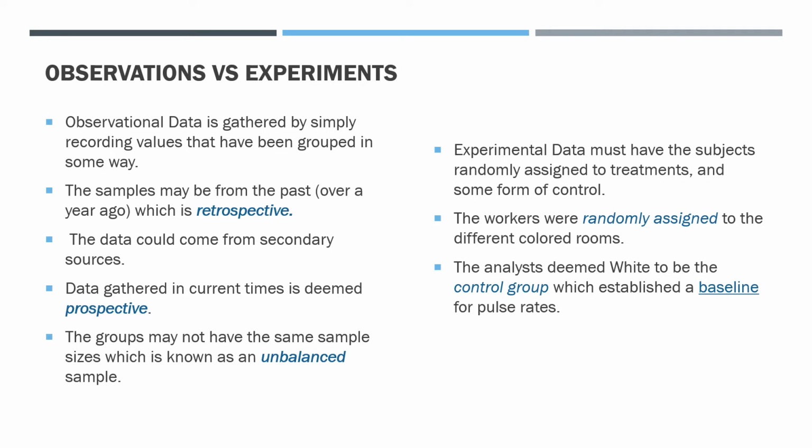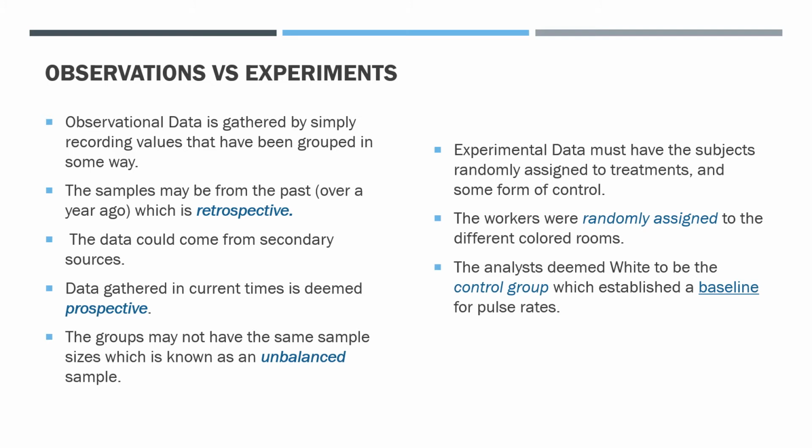There are 2 ways we can gain data: through observational methods or experiments. Data is observational when we simply record what's happening. We haven't set up any certain design. The samples may be retrospective from the past or prospective, which would be current. In the book, we called the data past if it was from a year or longer, if it's current within this year. Data could also come from secondary sources, like the Bureau of Labor and Statistics.